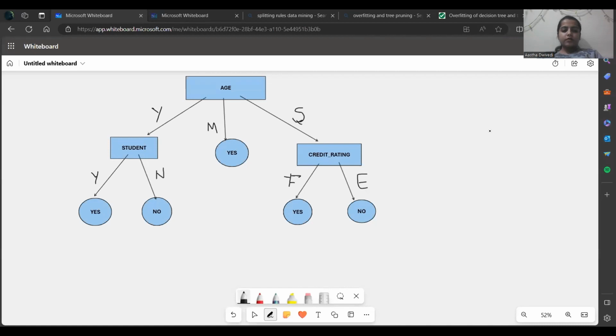Now the next question is: construct the decision tree in both cases and compare the generated rules. So the decision tree for both cases will be the same, and the generated rules we have seen already above. So that's all for this.